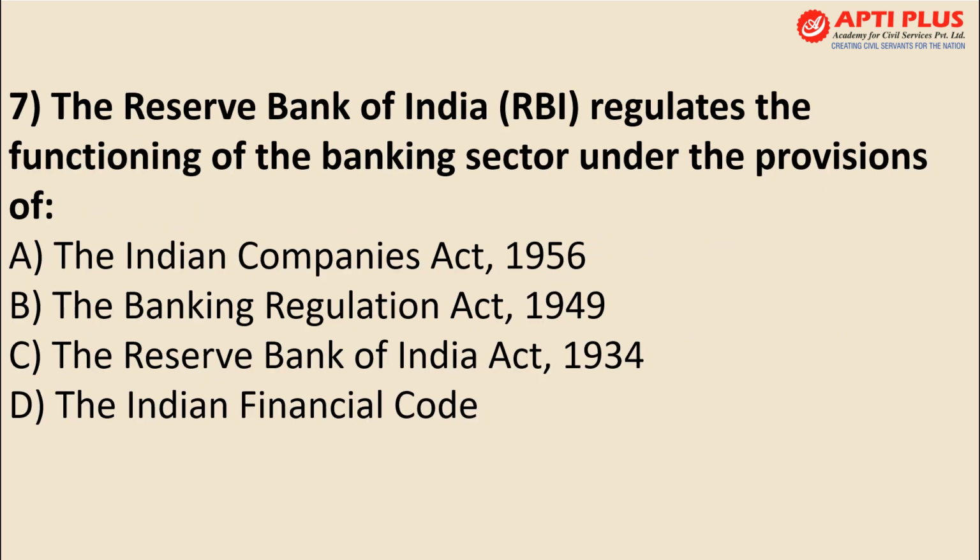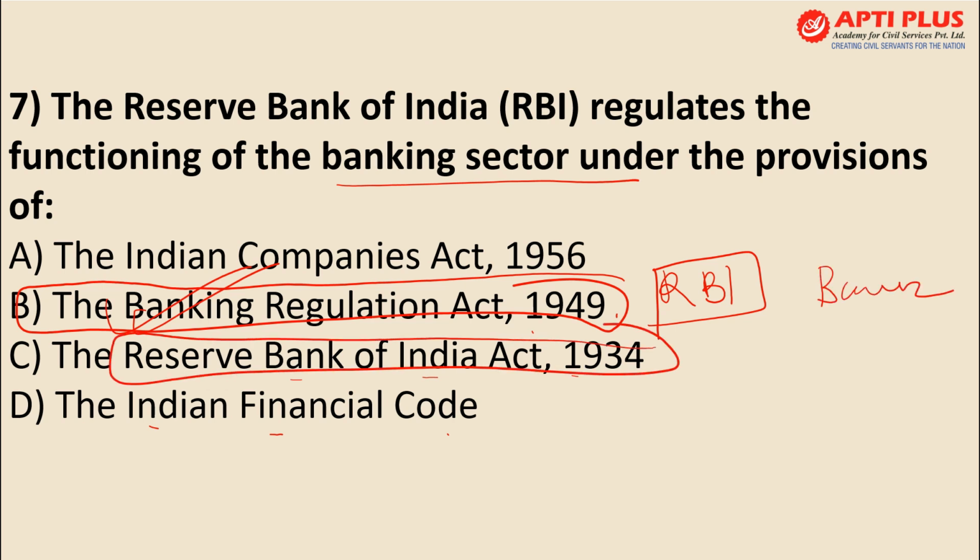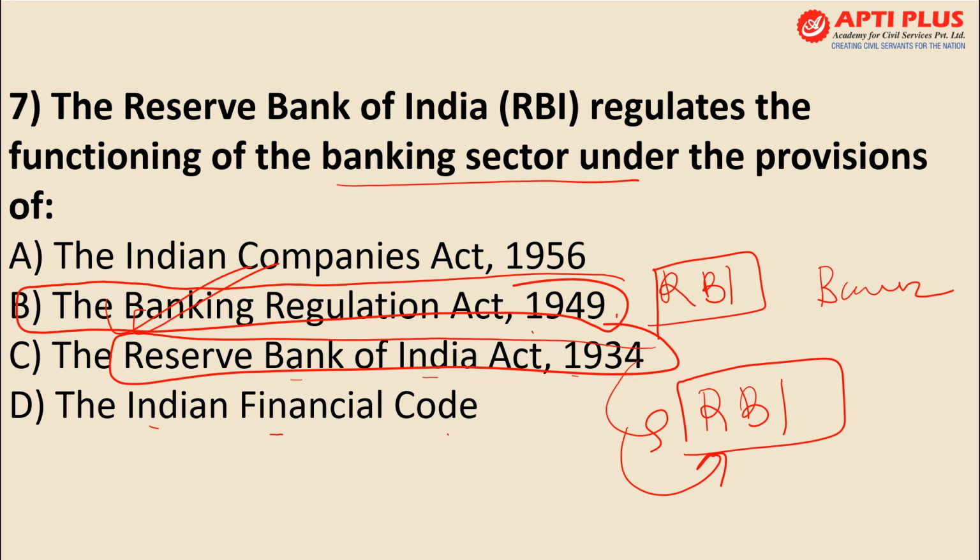Moving on. The RBI regulates the functioning of the banking sector under the provision of the Indian Companies Act, Banking Regulation Act 1949, Reserve Bank Act 1934, or Indian Financial Code. So your answer is Banking Regulation Act. This is the act which provides power to your RBI to govern and regulate the banking sector. However, the RBI Act gives the power to RBI and led to the formation of RBI. So your answer is the Banking Regulation Act for the regulation of banking sector.